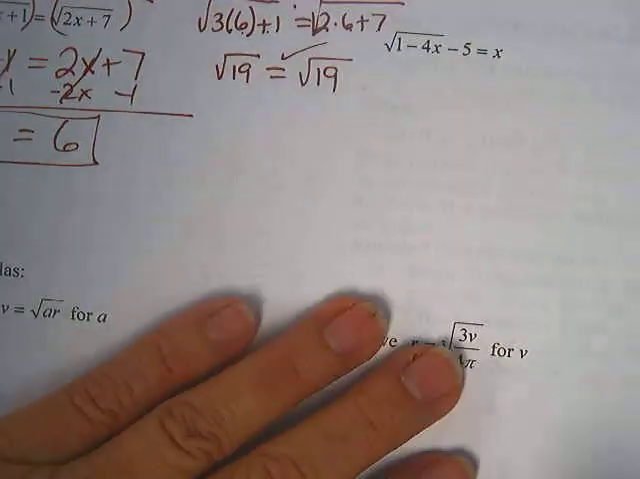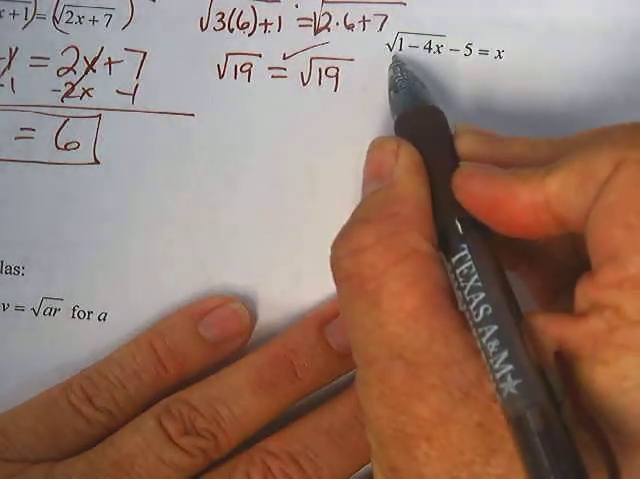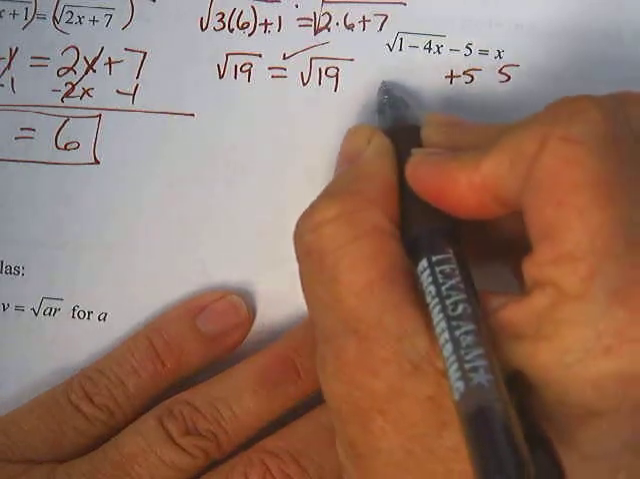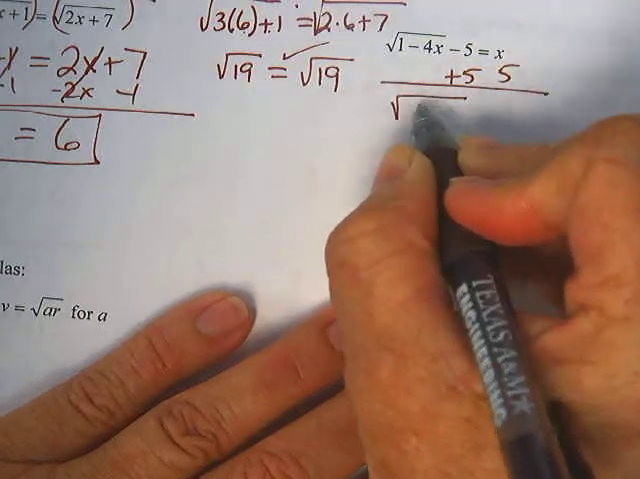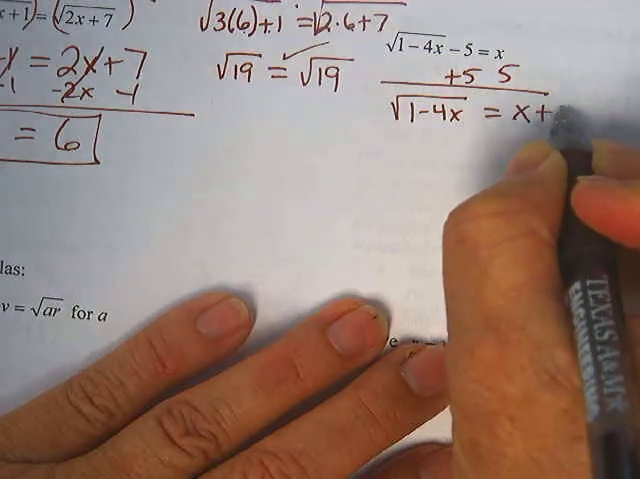Okay, one more where we do have to do a bit of work before doing anything else. I need the radical by itself. So let's add 5 to both sides. And we get the square root of 1 minus 4x is equal to x plus 5.